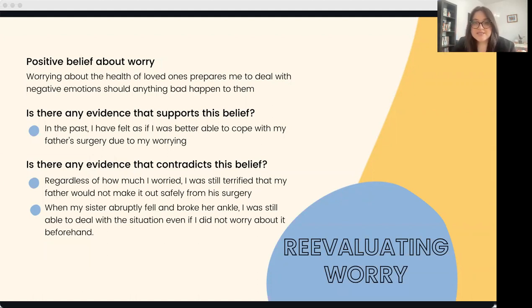So we see a paradox typically emerge. Although clients may feel as if they are better able to cope with negative health outcomes in loved ones if they engaged in worrying beforehand, they're also able to identify moments in their lives where this was not necessarily the case.